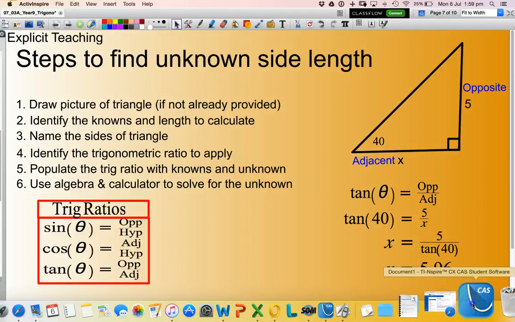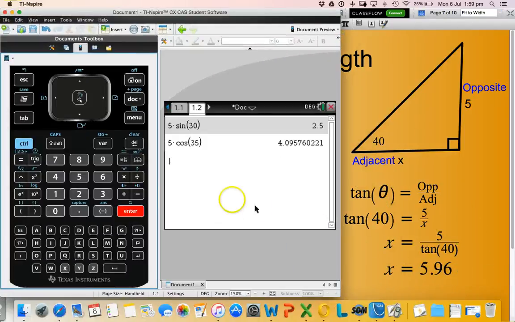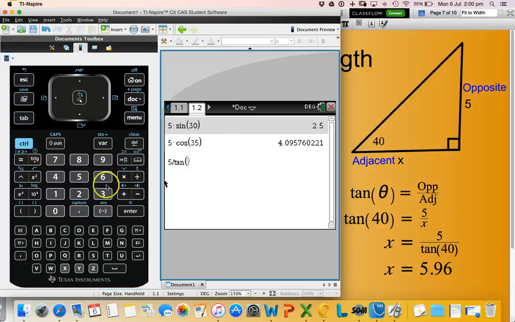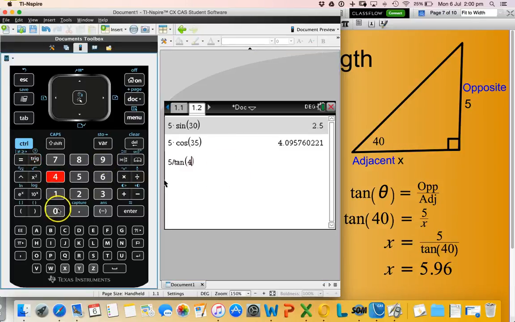We'll just show you how I could do that. 5 divided by the tan of 40 degrees. There's your answer there, 5.958, and I've rounded that up to 5.96.